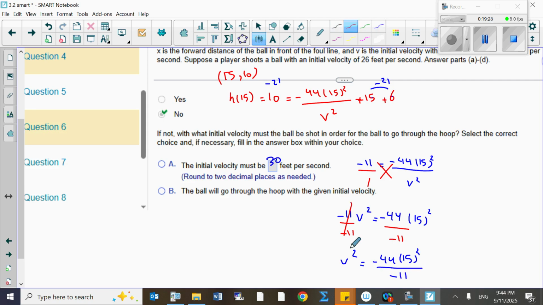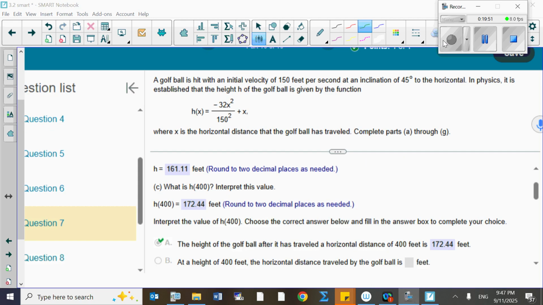And then, since the negatives are going to cancel each other, I'm going to cross them. And now, in order to find the v, just take the square root of both sides. And when you take the square root, this will be equal to 30. So the initial velocity should be 30 for the function to pass through this point.